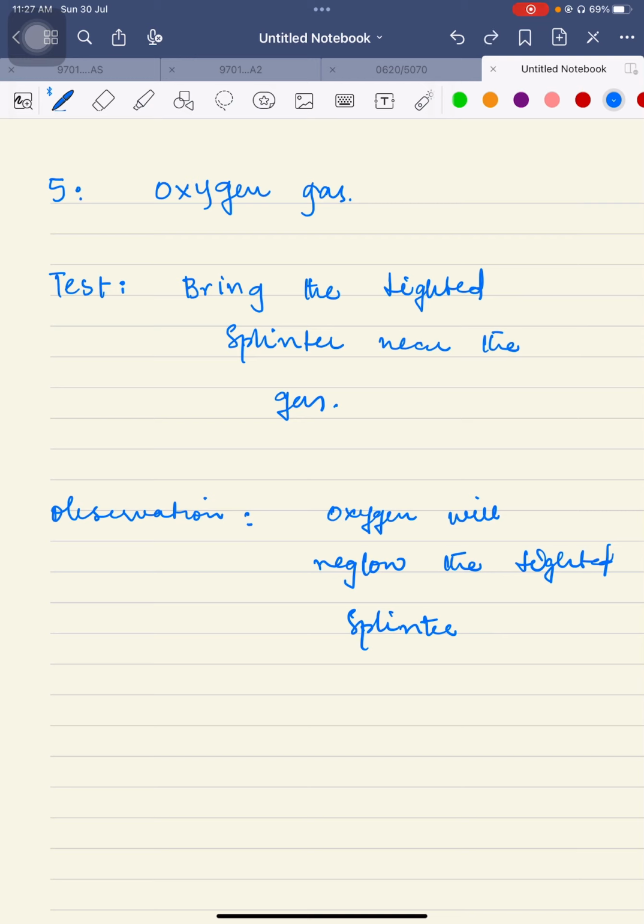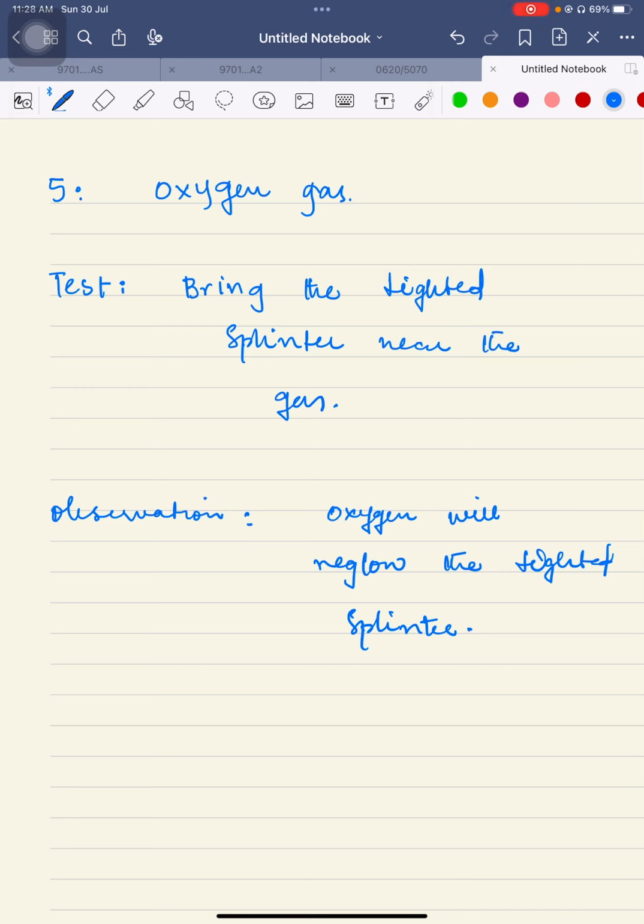Okay, that's it. So, for example, if the flame was of a very small size and you are bringing that flame near the test tube in which a chemical reaction is happening, and as a result of that chemical reaction, oxygen gas is going to be produced. Now, what is happening? That oxygen gas is going to increase the size of that lighted splinter. It is going to increase the size of that burning splinter.